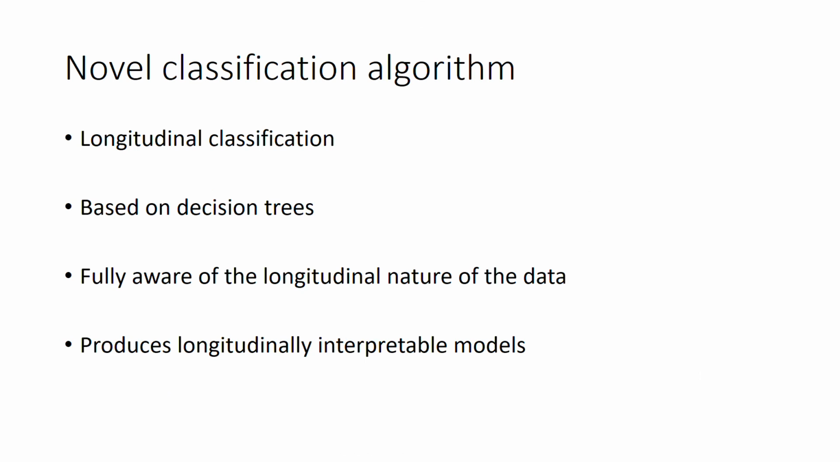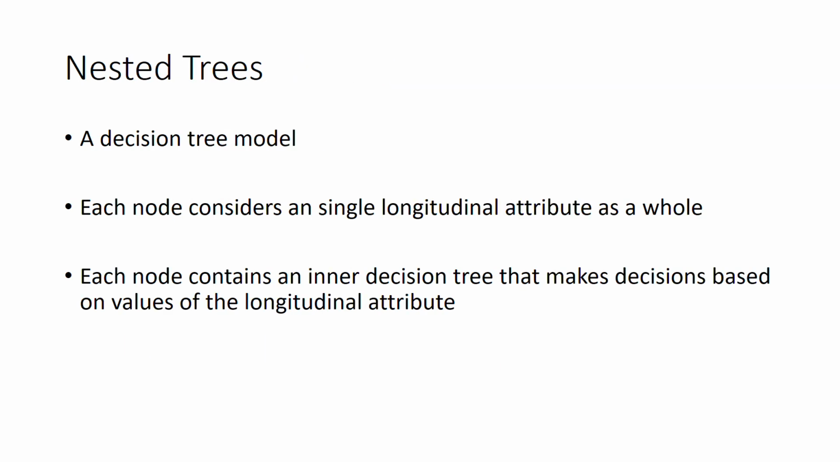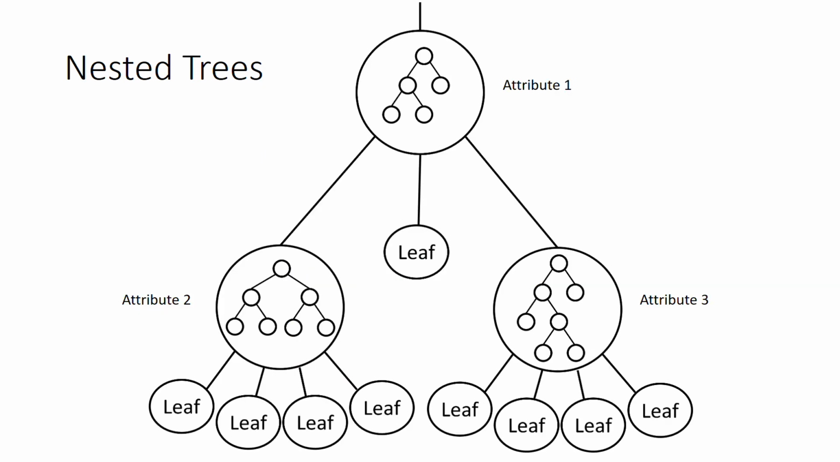Now, when designing our novel classification algorithm, we would like an algorithm that uses longitudinal data, an algorithm that is based on decision trees, and an algorithm that has longitudinal interpretability. And an answer to all of those is a nested trees classification model. This classification model is based on the decision tree model, and it constructs a unique decision tree model that analyzes each longitudinal attribute as a whole. So let me show you what I mean.